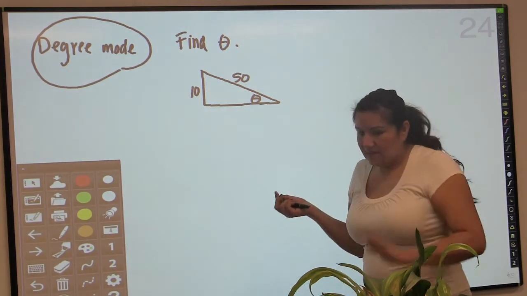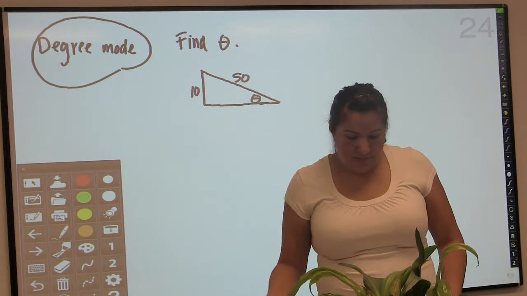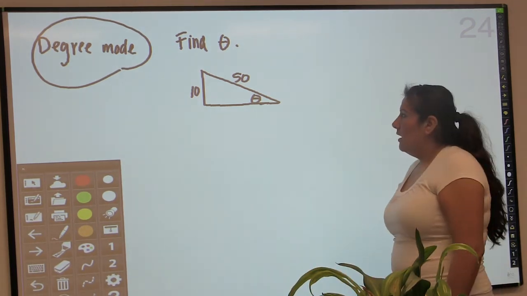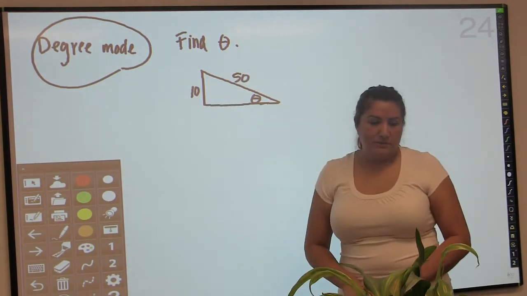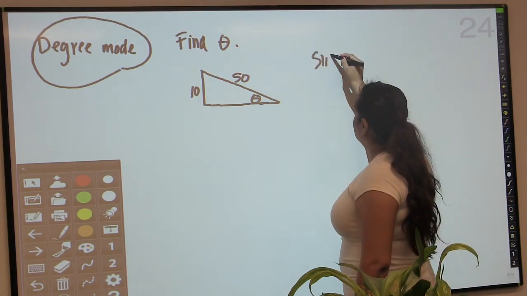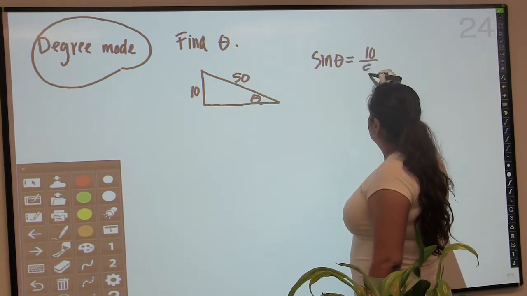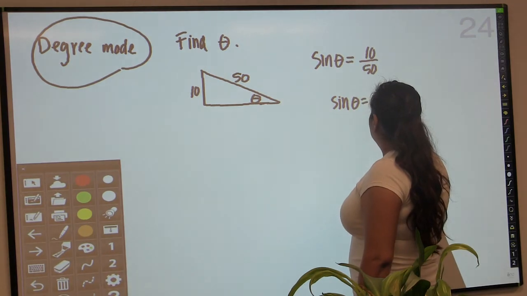So in this case, you could read the problem in your book, but basically they give us this triangle and they want us to find theta. So we can still use SOHCAHTOA. Which function should we use if we have the opposite and the hypotenuse? Sine, right? So then we're going to get sine theta equals opposite over hypotenuse, which is the same thing as sine theta equal to 1/5.